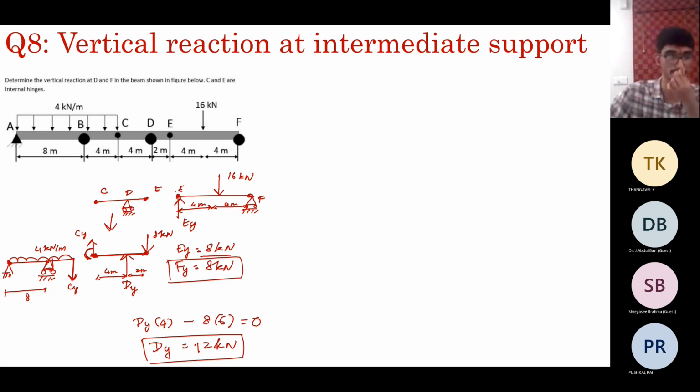So that's all the problem. If you want to find out the other reactions CY, AY, and others, you can go on with this process. Once you have determined DY, you can find CY. Why? CY plus DY minus 8 equal to 0. So you will get CY as minus 4 and so on. You can keep going forward and determine all the reactions and the internal moments. We don't have much time, so I'm skipping those steps.